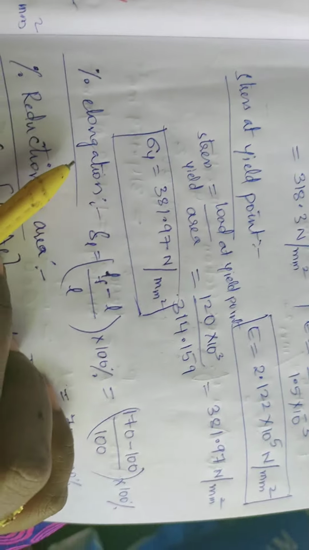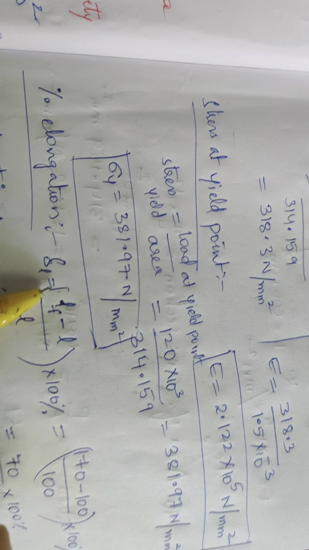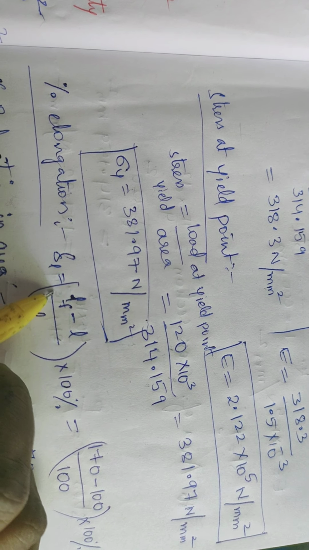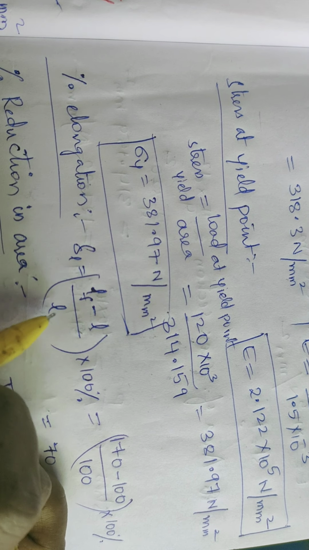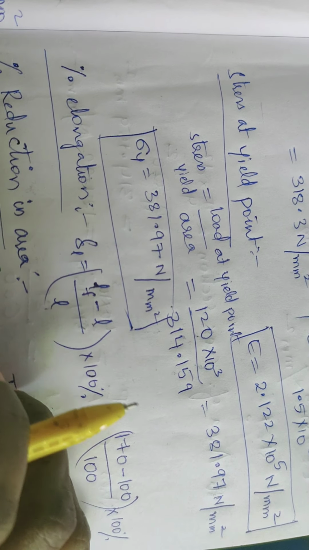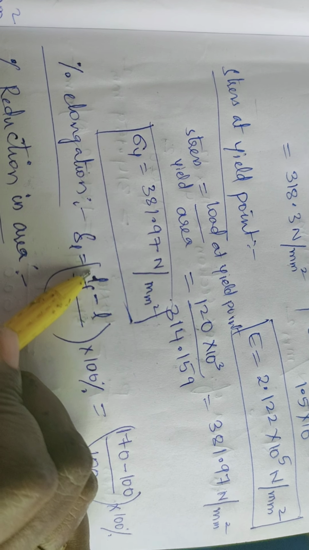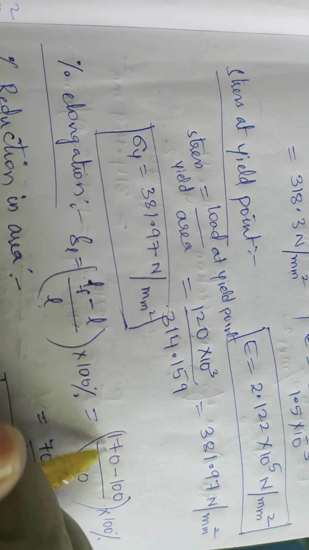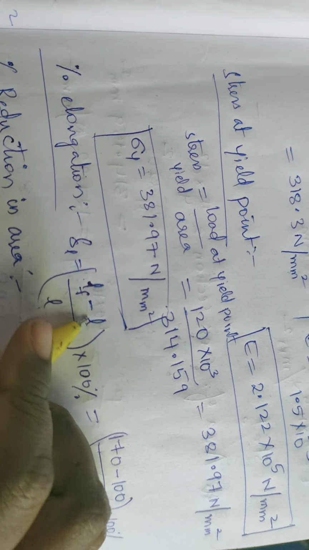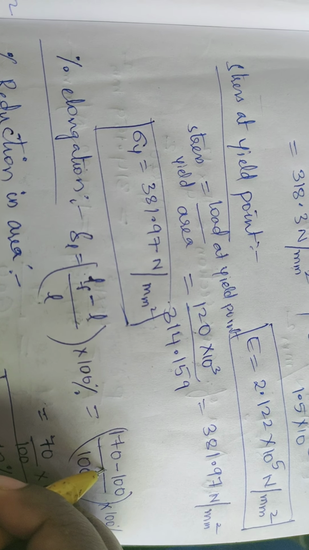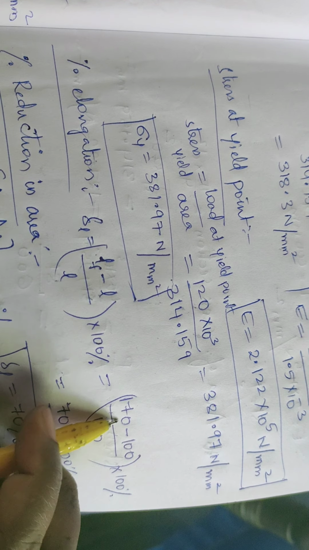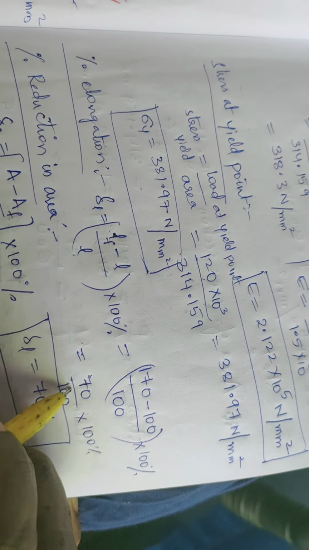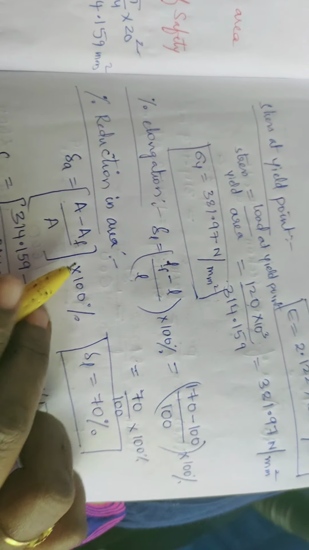Next, percentage elongation we need. So percentage elongation is simply length after the failure minus gauge length by gauge length into 100%. So length after the failure is given as 170 and the length of the specimen is 100, by 100 is the length of the specimen. So 170 minus 100 is 70 by 100 into 100%.